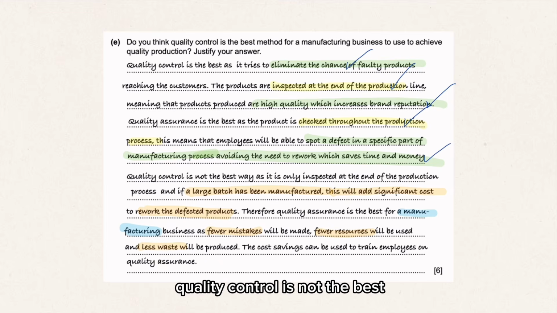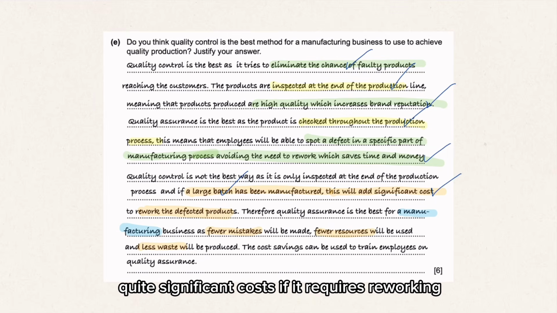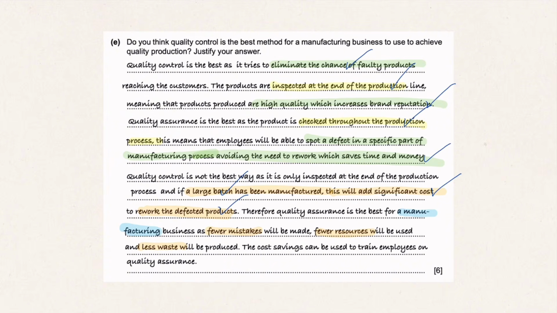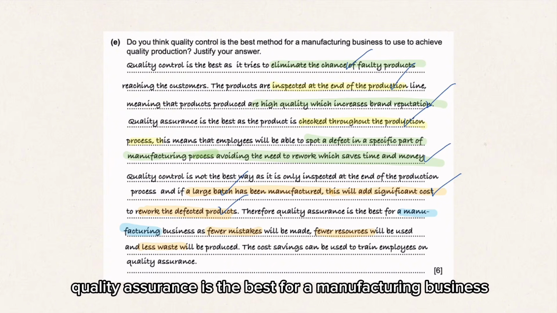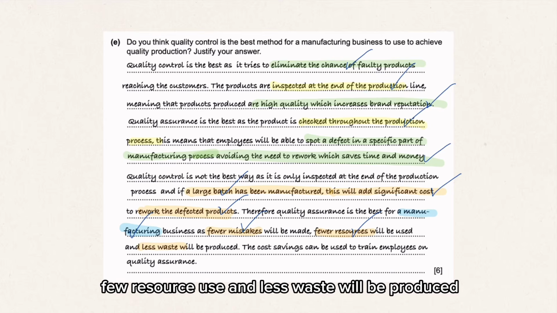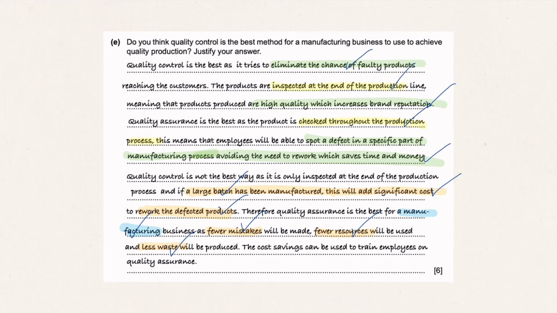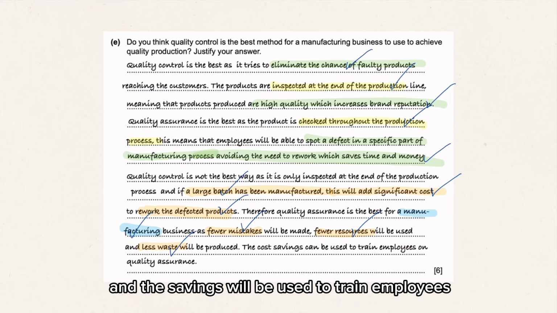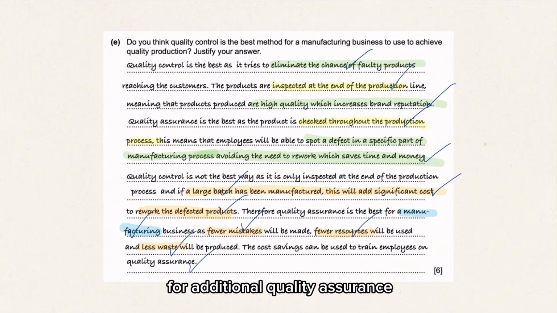Quality control is not the best, as if a large batch has been manufactured, this will add significant costs if it requires reworking. And therefore, quality assurance is the best for a manufacturing business, as there will be fewer mistakes made, fewer resources used, and less waste will be produced. And the savings will be used to train employees for additional quality assurance.